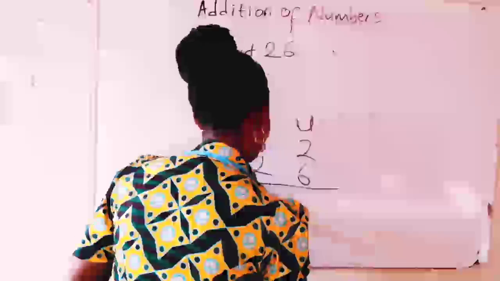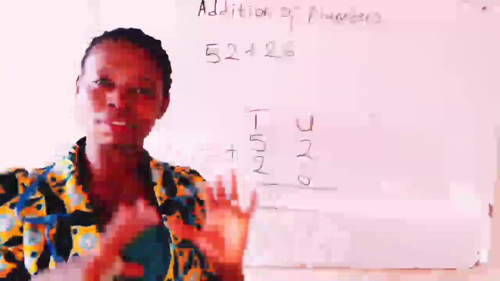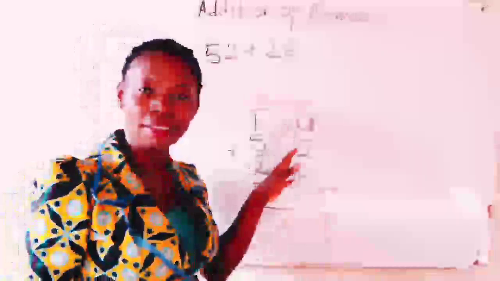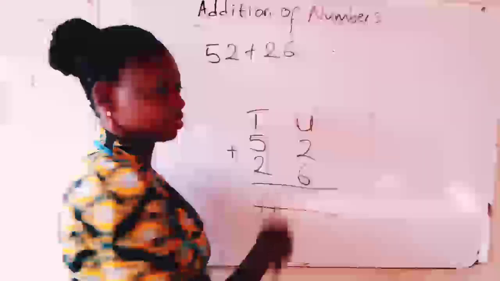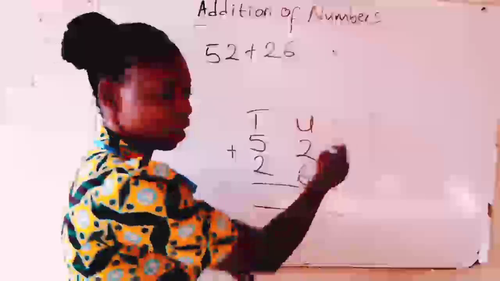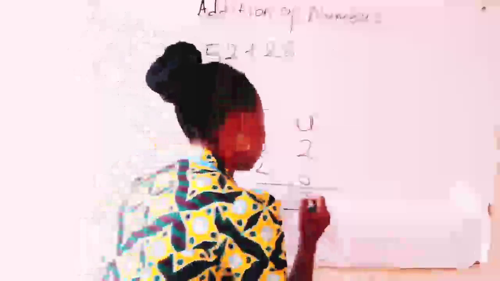And when I want to add, I will not start with the tens. If you start with the tens, you're going to have trouble later. So to be on the safer side, start with the units. We add starting from the units. 2 plus 6. You can count 2 and count 6, or you keep 6 in your mind and use 2 fingers: 6, 7, 8. 2 plus 6 is 8.